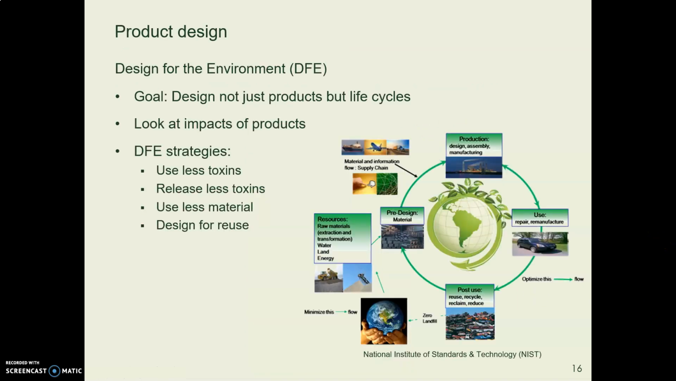If you're doing a life cycle assessment of a product, you might look at the whole life cycle of the material, the processing, the use, the disposal, and when you're doing your interpretation and implementing, you might look for ways that you could do what they call design for the environment, or DFE. Could you use less toxins? Could you release fewer toxins? Could you use less material? Could you design the object to be reused instead of sent to the landfill, and so forth?